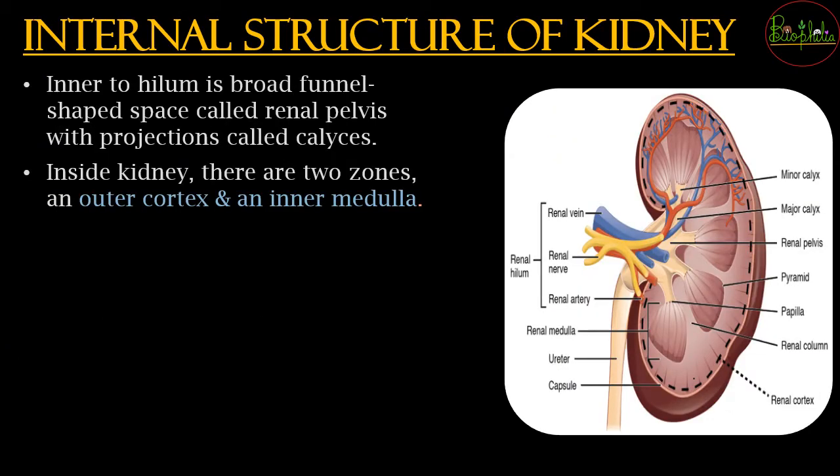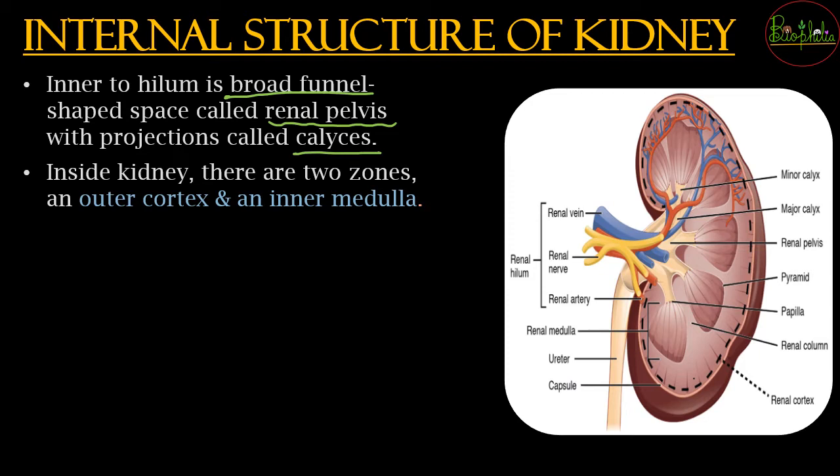So now let us understand about the internal structures of kidney. So once you go through the hilum, inner to the hilum, you are going to find a broad funnel shaped space, and this space is called as renal pelvis. This renal pelvis is going to have projections that are called as calyces. So you can see up here in the diagram as well, and try to locate these labelings so that you can understand the structure and the location of it as well.